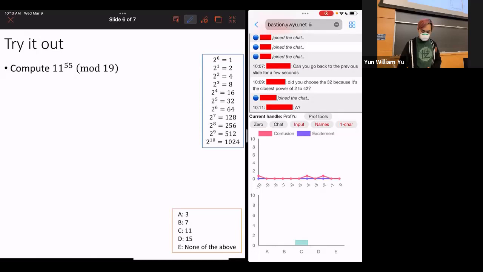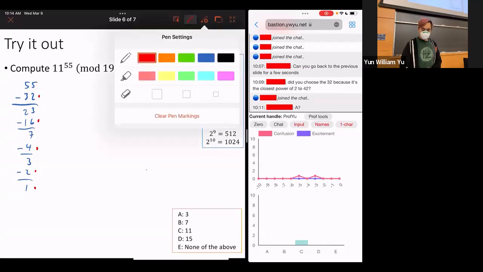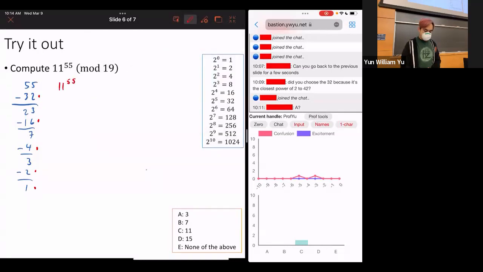So let me go ahead and start by just subtracting. So 55 minus 32 is going to be equal to 23, minus 16 is going to give you 7, minus 4 is going to give you 3, and minus 2 is going to give you 1. And so the powers that you care about are this one, this one, this one, this one, this one. And what you want is 11 to the 55 is congruent to 11 to the 32 times 11 to the 16 times 11 to the 4 times 11 to the 2 times 11. And I will give you guys a moment to go through and compute that now.